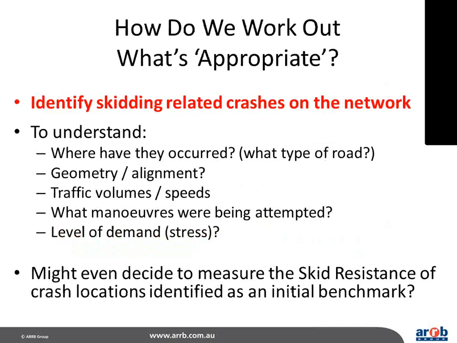We need to understand where they've occurred, what type of roads. We need to have a think about the geometry and the alignment. Are there any patterns or trends in the skidding crashes that we're getting? What sort of traffic volumes are involved? What sort of speeds and what sort of manoeuvres were being attempted by the motorists or road users involved? And levels of demand and stress across the network.